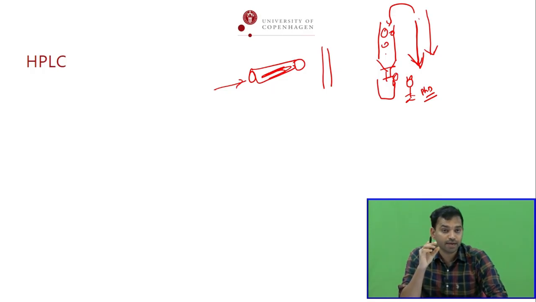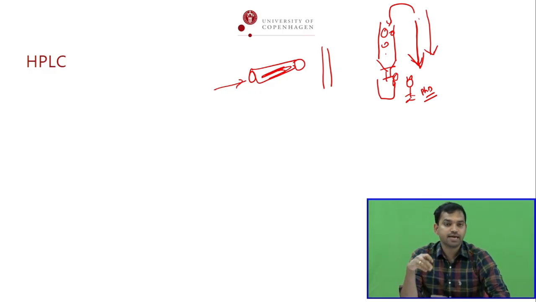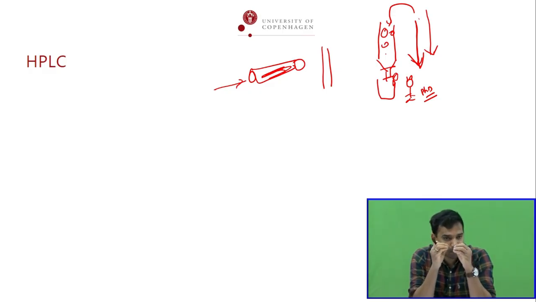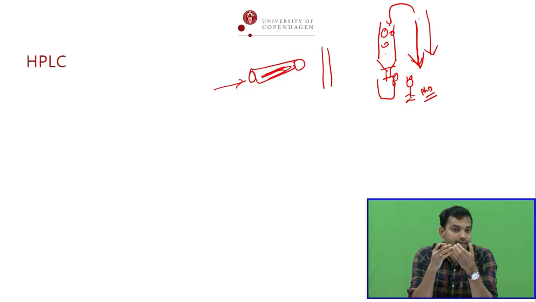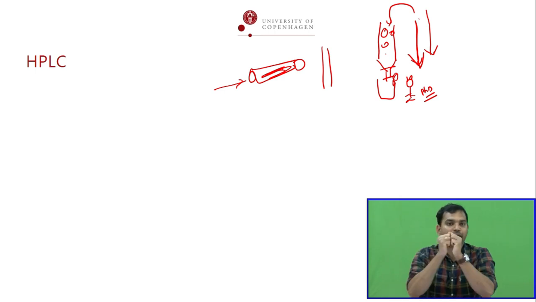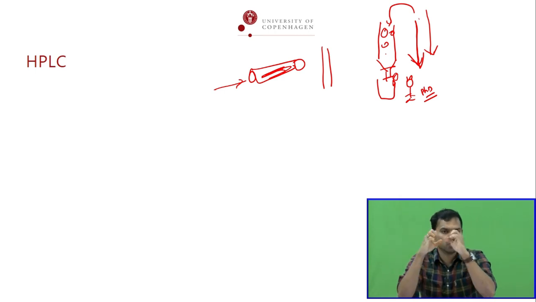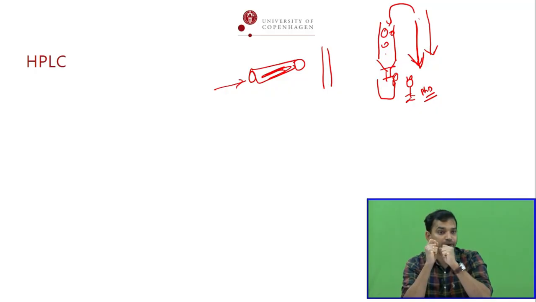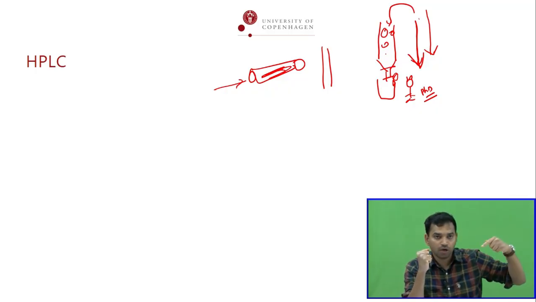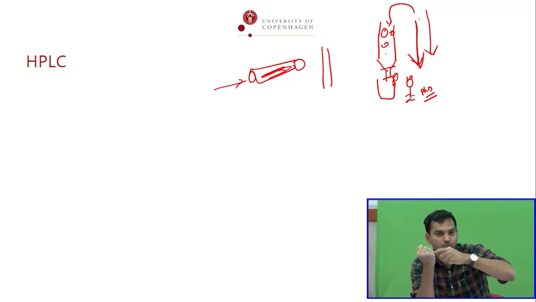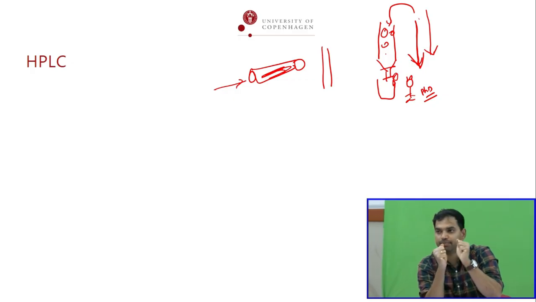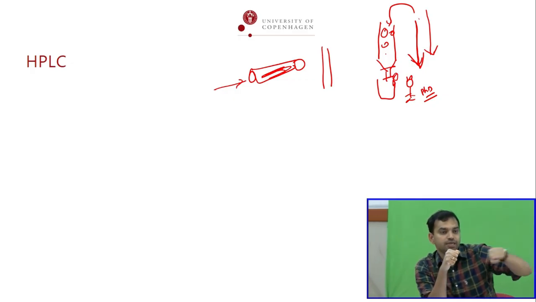It creates high pressure. Why? Because in this case, the particle size can be reduced to very small. When you reduce the particle size, you have more surface area. When you have more surface area, more interaction, more efficient separation. But the problem is when you pack the small particles so tightly, the pressure increases. Do you agree? The solvent does not have a space to pass through now because you densely packed the packing material. So the pressure increases.